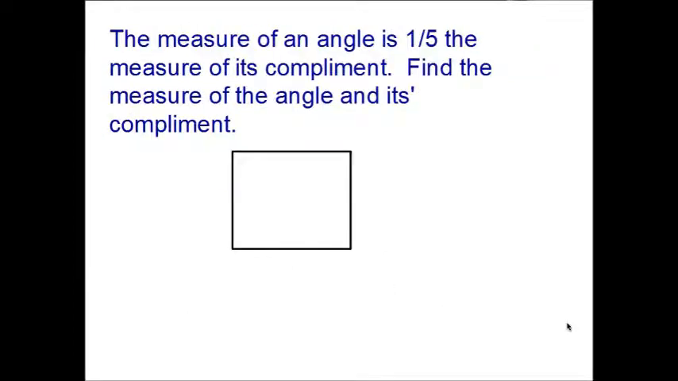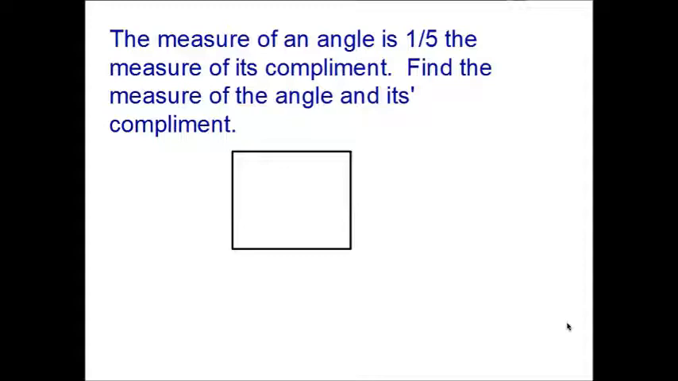The measure of an angle is 1/5 the measure of its complement. Find the measure of the angle and its complement. Now we kind of have two options here. In my opinion, one option is easier than the other. Now, if one angle is x and the other angle is 1/5 x, we can add those up and it equals 90, and it's perfect. The only problem here is we're working with fractions. And if you're good with fractions, then great, go for it.